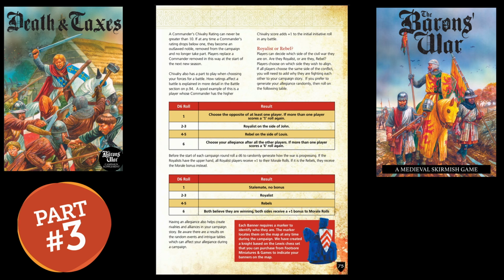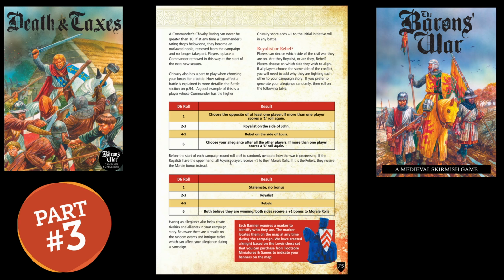Now you go to chivalry, and depending on whether you're a retinue leader or a banner commander, you continue with more characteristics that will make the campaign fresher and more exciting and give it more depth, like royalist or rebel. So depending on what you roll, you're a royalist on the side of John, or you're a rebel on the side of Louis. You have options, and here the result.